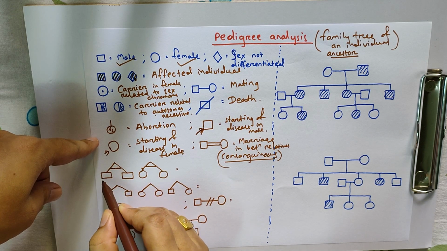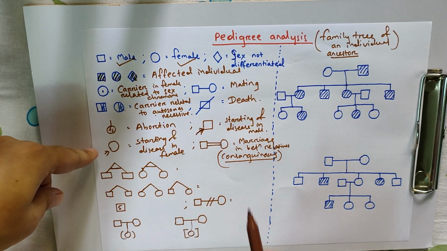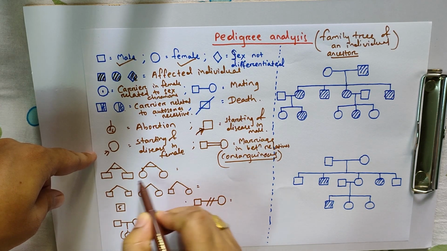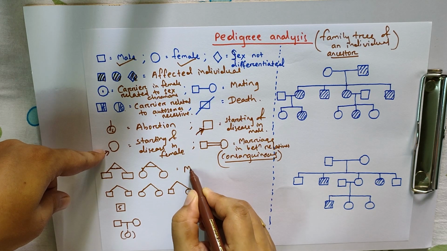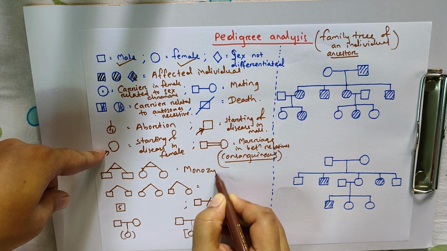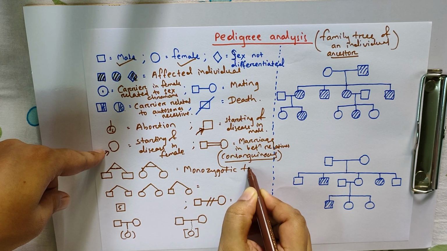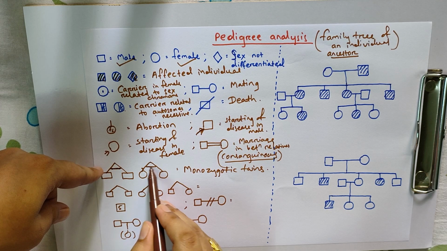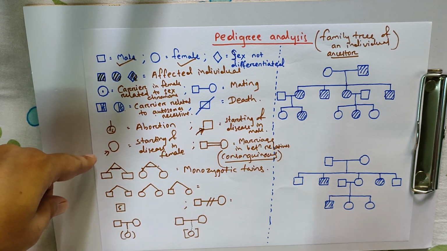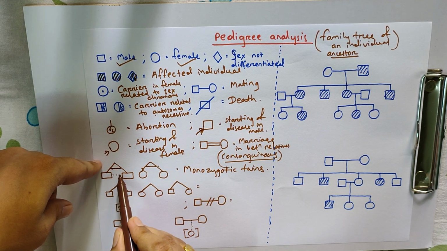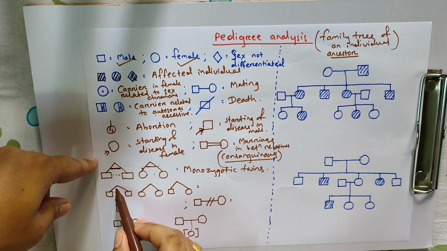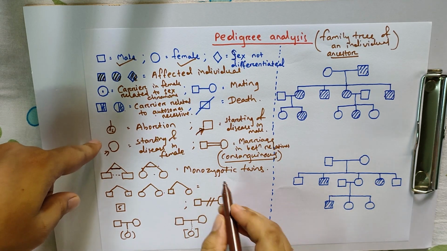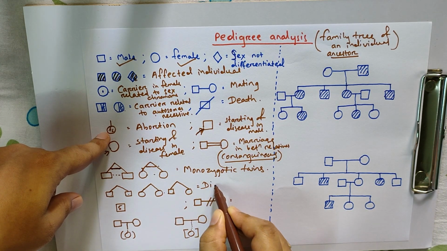This one determines two male children and two female children. That represents monozygotic twins. Both are the same, and there is a line in between them, sometimes here or sometimes here also. This represents two males, two females, or one male and one female, that represents dizygotic twins.